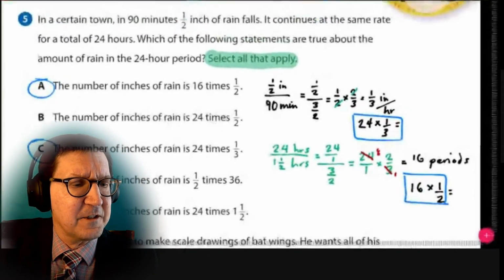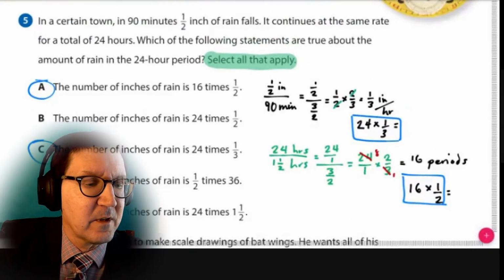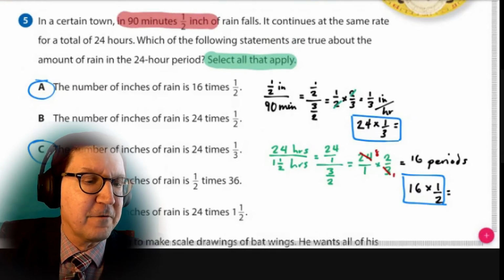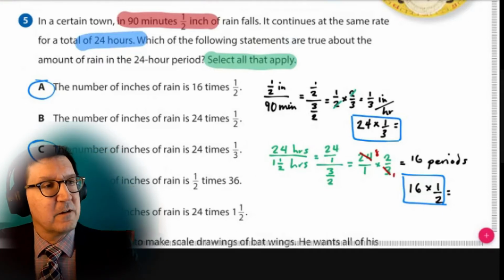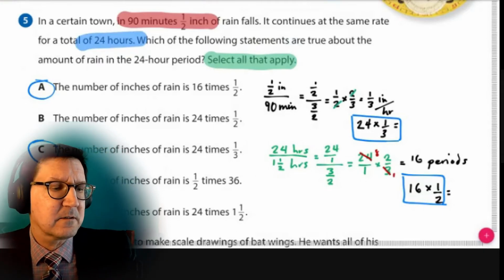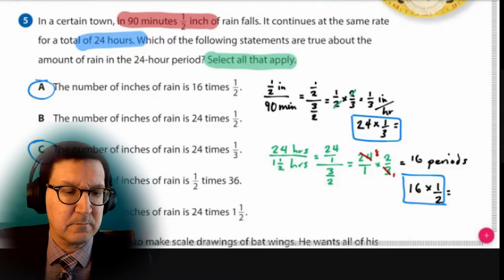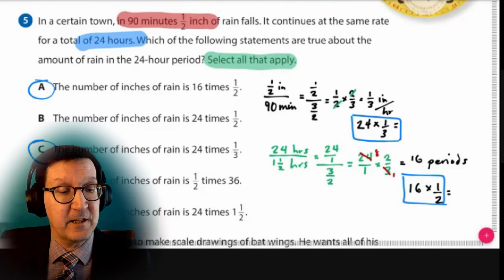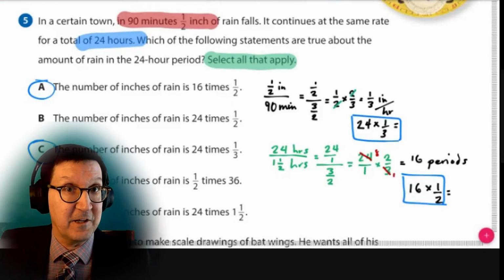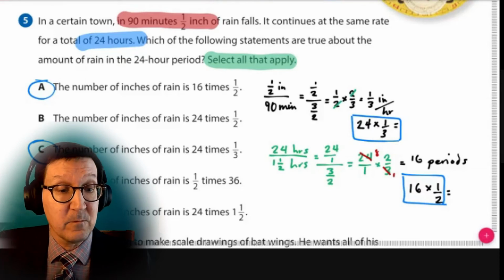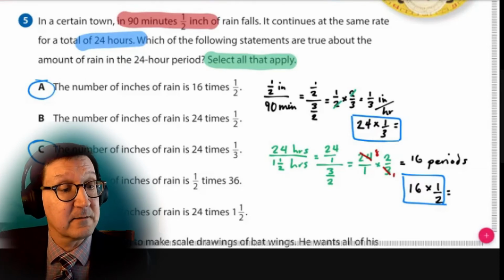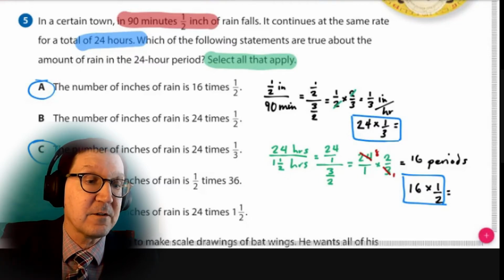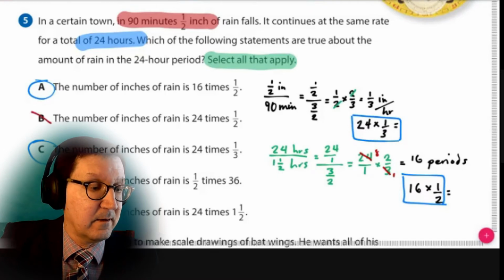Now let's look at these others here. We're looking for 90 minutes, 1/2 an inch, and I'm looking for the rate per 24. So would B work out? 24 times 1/2? That wouldn't work because 24 times 1/2 means 1/2 an inch in 1 hour, and then times 24 to get 24 hours. Well, 1/2 isn't the constant of proportionality there, because we're not talking about 1/2 in an hour, we're talking about 1/2 in 90 minutes. So, nope, cannot be B.